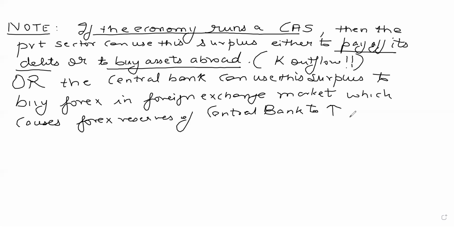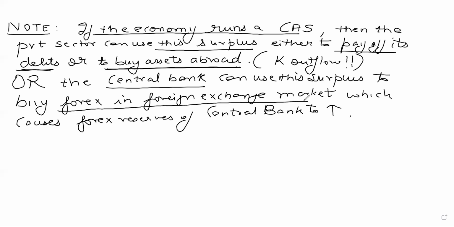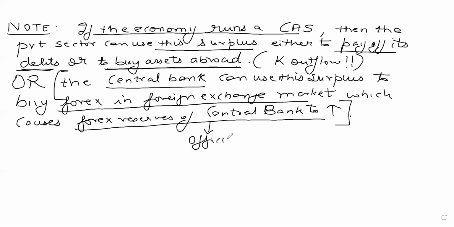And in net terms, when the foreigners are paying us, we are using this surplus either to pay off our debts or buy assets abroad, or the central bank can use this surplus to buy foreign exchange in the foreign exchange market, which causes the foreign exchange reserves of the central bank to rise. Again, this transaction comes under official reserve transactions. So this is a part of the official reserve transactions.